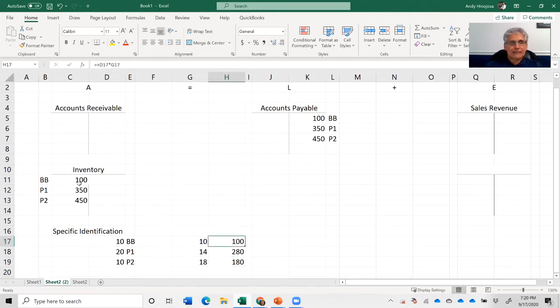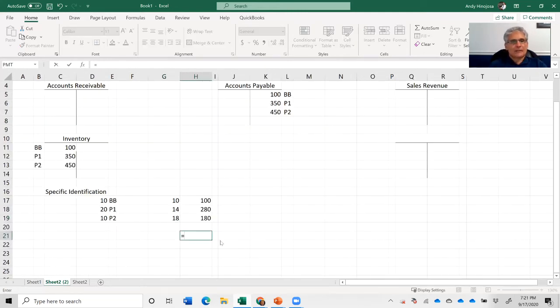So we have $100 for the beginning balance. That was specifically identifying the beginning balance as what was sold. We also specifically identified that 20 units were sold from the first purchase, which was at $14, so the cost of those 20 units was $280. And then we took 10 units from P2, the second purchase, which was for $18. 10 times 18 is 180. If we add those up, the total cost of the inventory that was sold is $560.